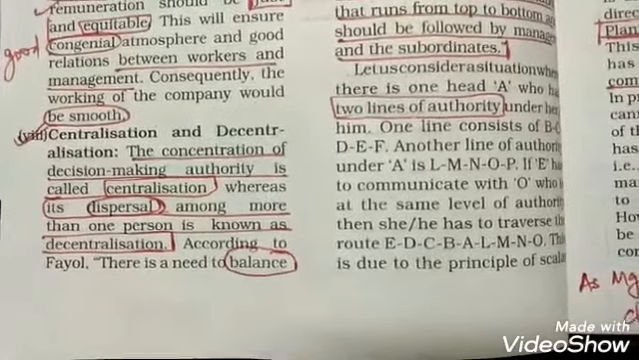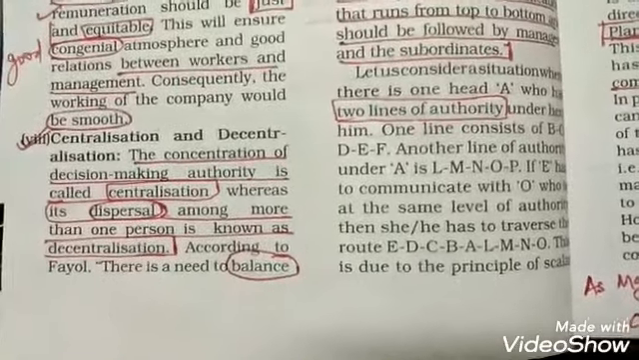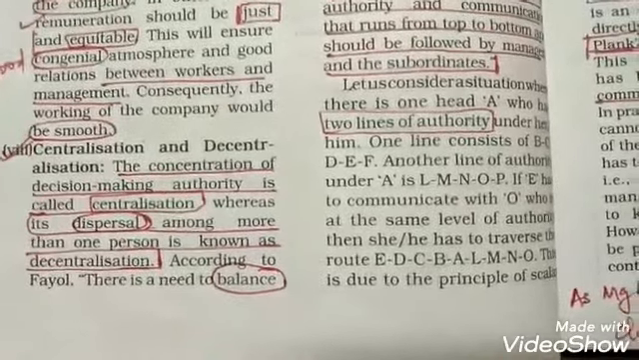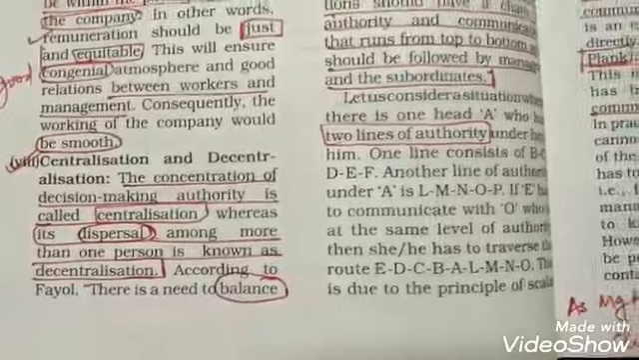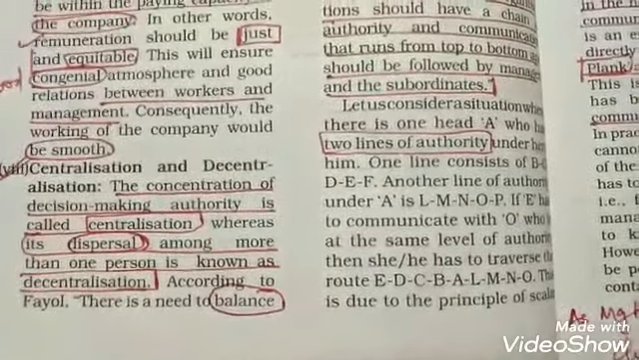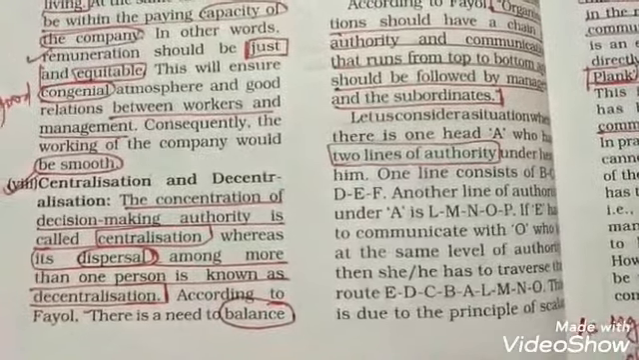Hi everybody, today we are going to understand the remaining principles of FAYOL. Turn to page number 58. We are doing the 8th principle, that is centralization and decentralization. What did FAYOL recommend under this principle? Before we do that, we need to understand the meaning of centralization and decentralization.